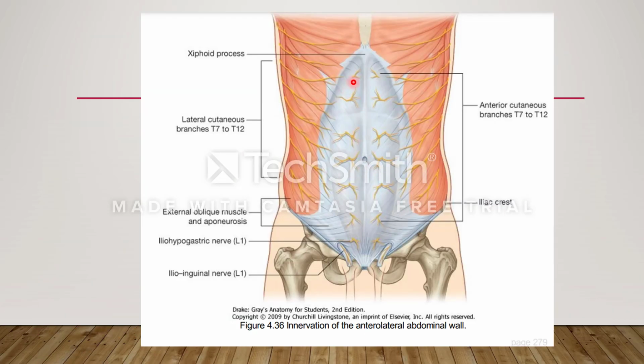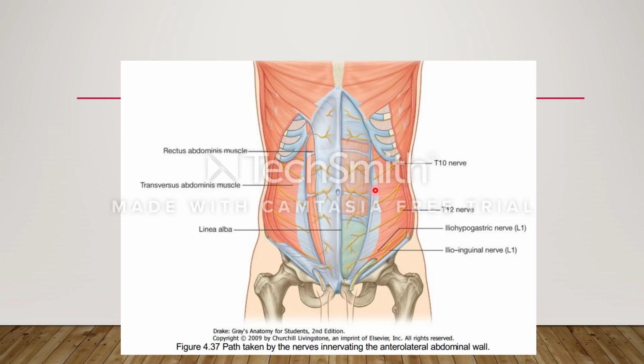Again, you can see here, these are the lower 5 intercostal nerves, and T12, that is the subcostal nerve, and then L1. L1 has 2 nerves here. This is the ilioinguinal nerve, and this one is the iliohypogastric nerve. These are the nerves which are supplying the skin and the muscles and the parietal peritoneum. Again, you can see here, this is the transversus abdominis muscle and this is the internal oblique muscle, and these are the nerves which are present between the internal oblique and the transversus abdominis muscle.